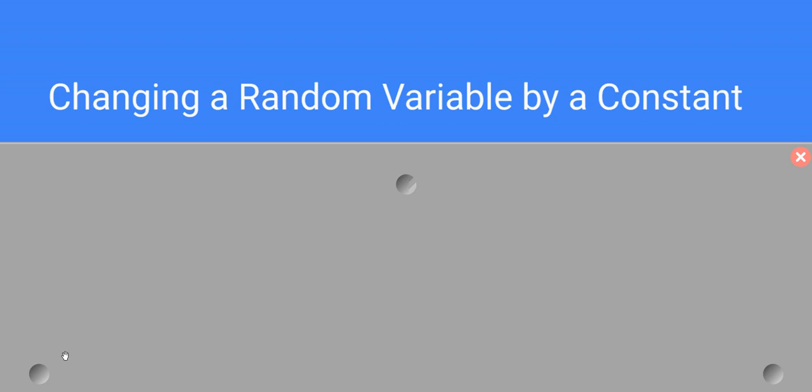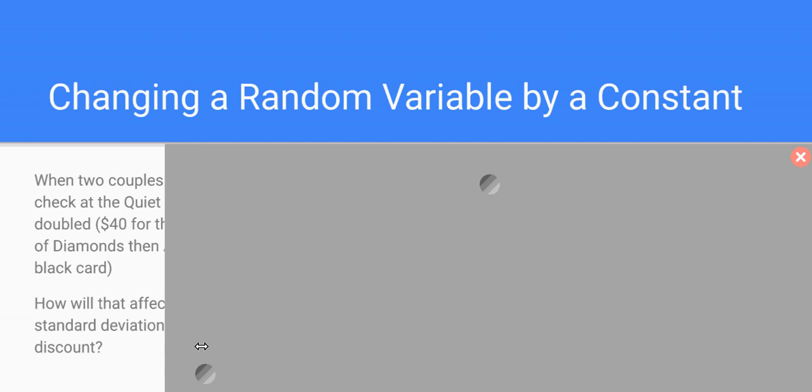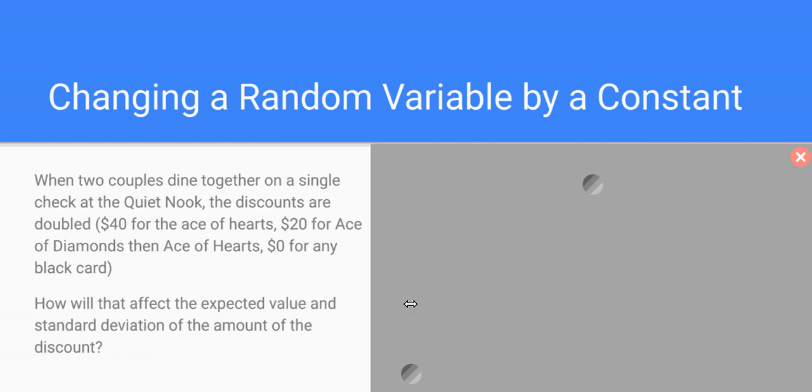The other thing you could do is say, all right, let's say on Valentine's Day we go out with another couple, and when the two couples dine together on a single check, discounts are doubled, right? So instead of 20, 10, and 0, it's 40, 20, and 0. How will that affect the expected value and standard deviation of the discount?